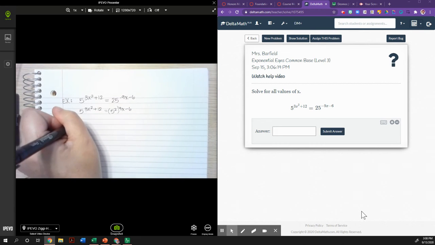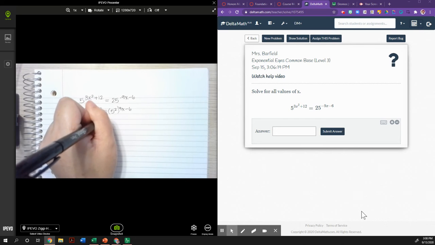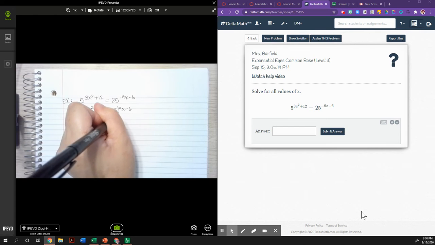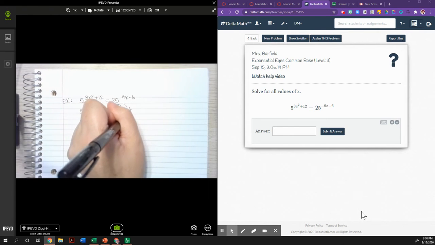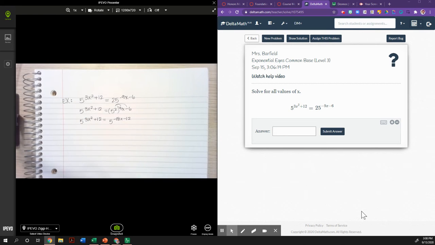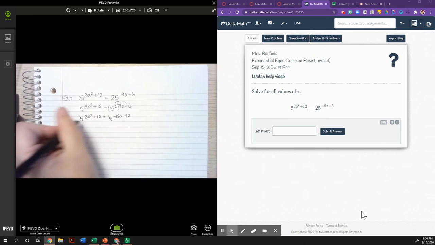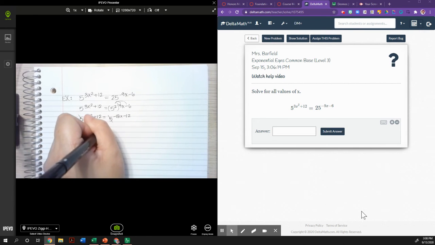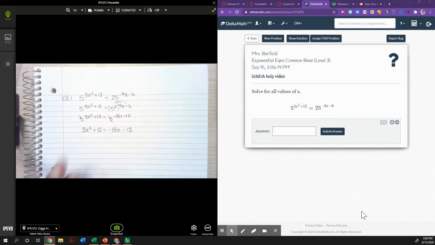All right, so I'm going to recopy it one more time. 3x squared plus 12 equals 5, and I'm going to distribute, negative 18x minus 12. So that cancels. I'm left with 3x squared plus 12 equals negative 18x minus 12.